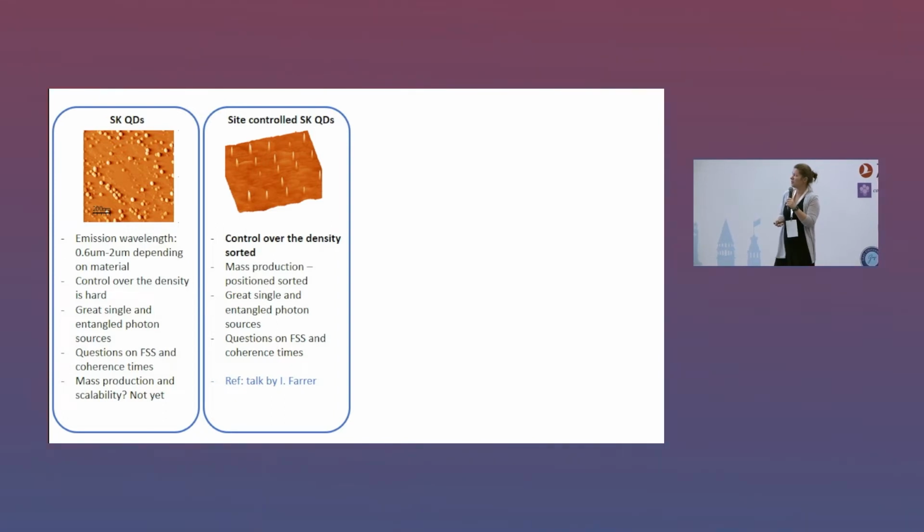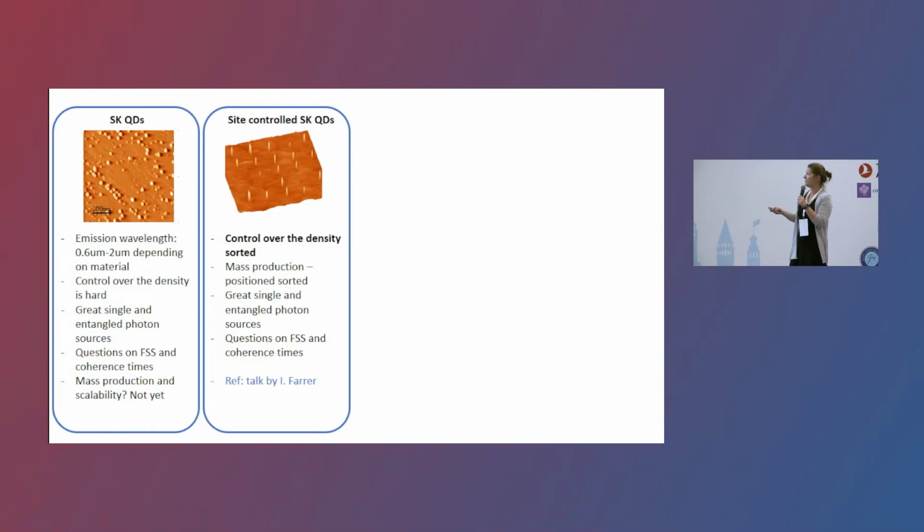And obviously, the mass production problem is essentially seeing a light at the end of the tunnel, because potentially the site-controlled quantum dots can definitely help. That could be useful. Obviously, there are still questions whether these site-controlled quantum dots will have improved fine structure splitting, what will be their line width, what will be their optical properties in general. But this is all something that will most certainly be resolved over time.